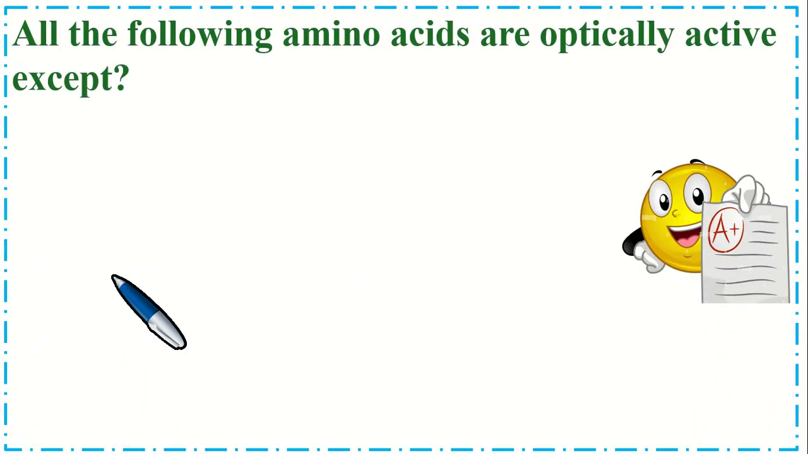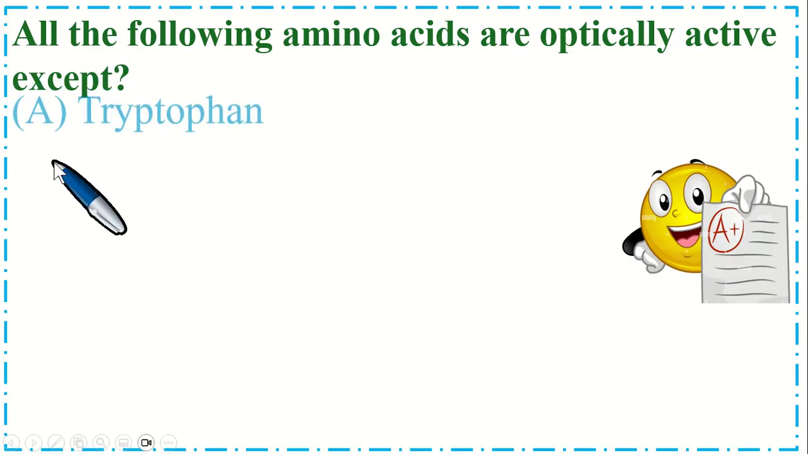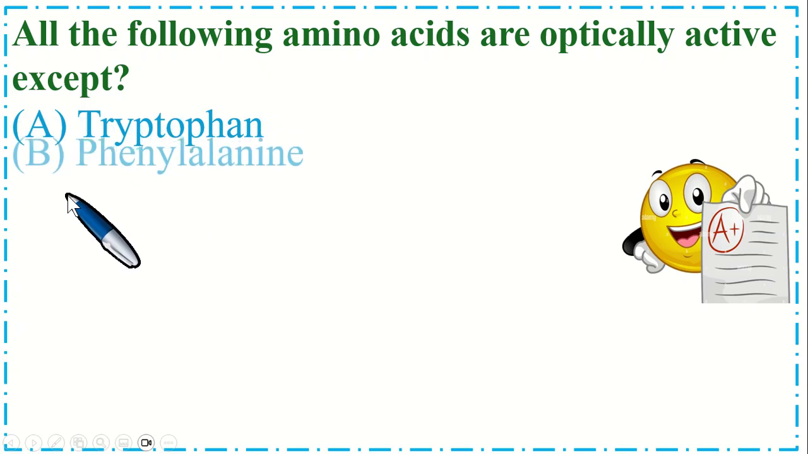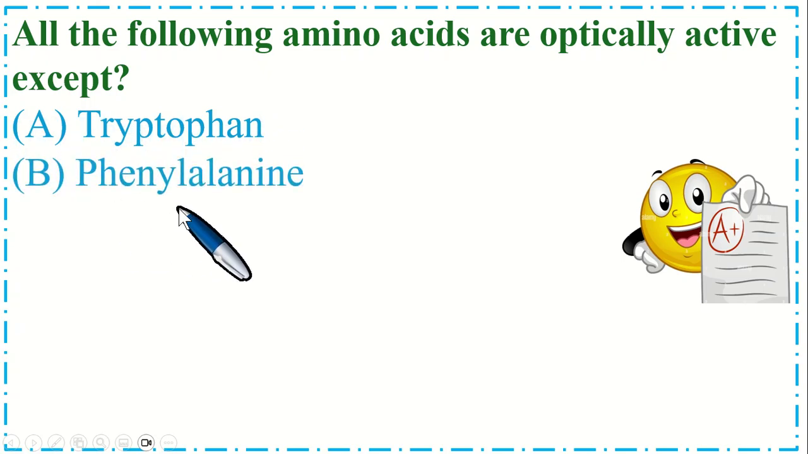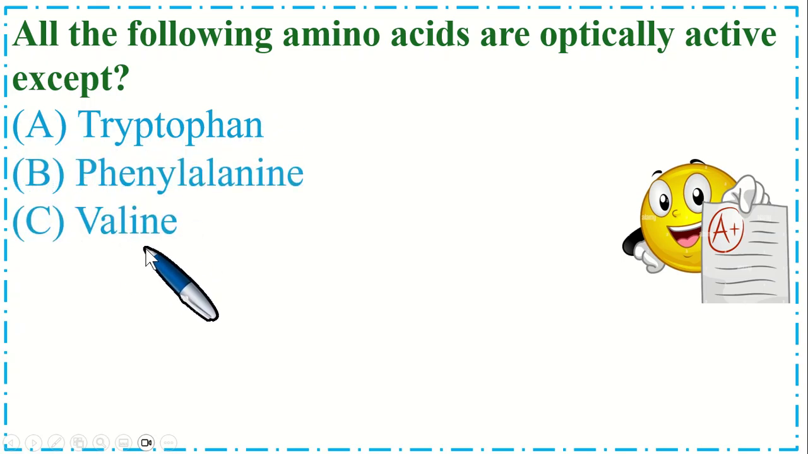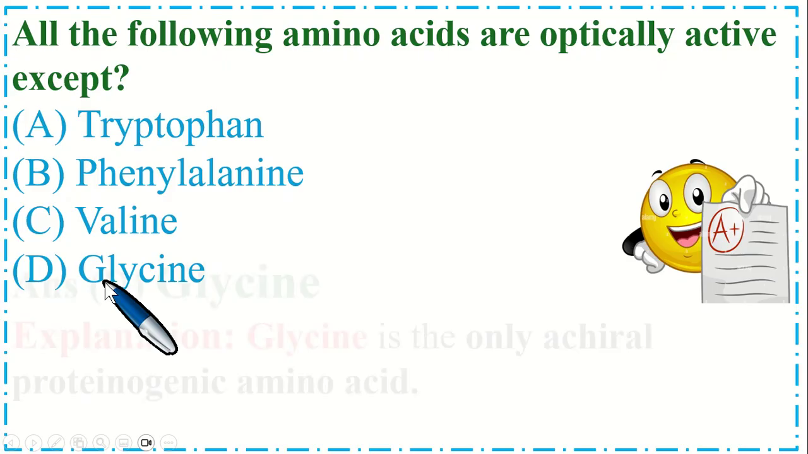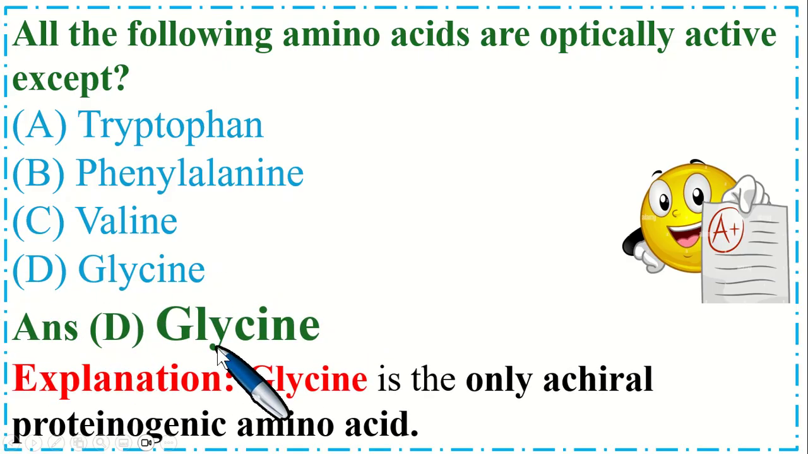So this is very important MCQs. All of the following amino acids are optically active except option A tryptophan, B phenylalanine, C valine, and option D glycine. So the correct option is D glycine. Glycine is the only achiral proteinogenic amino acid.